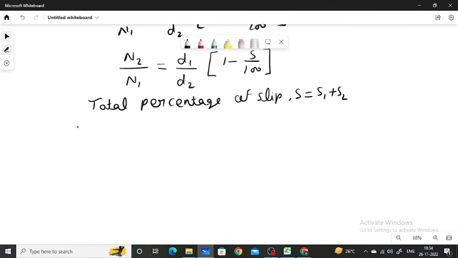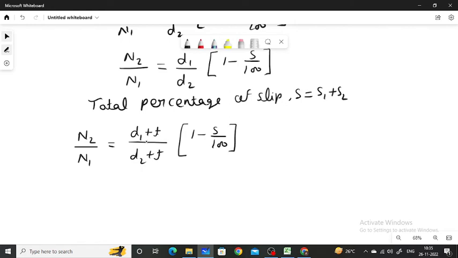If the thickness of the belt is given, then the velocity ratio will be n2 upon n1 is equal to d1 plus t upon d2 plus t into 1 minus s upon 100. Okay, this will be the velocity ratio due to the slip of the belt.